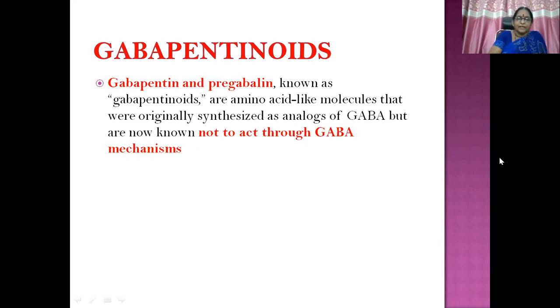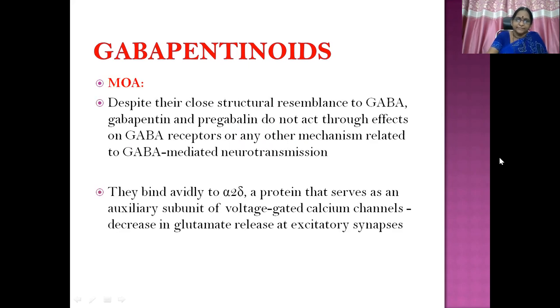Then gabapentinoids. So gabapentin and pregabalin, both together collectively are known as gabapentinoids. These are amino acid-like molecules that were originally synthesized as analogs of GABA, but are now known not to act through GABA mechanisms. So they were supposed to be like GABA analogs, but now the latest theory is that they are not acting through GABA mechanisms. So what is the mechanism of action then?